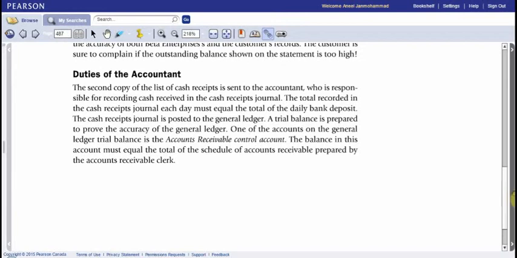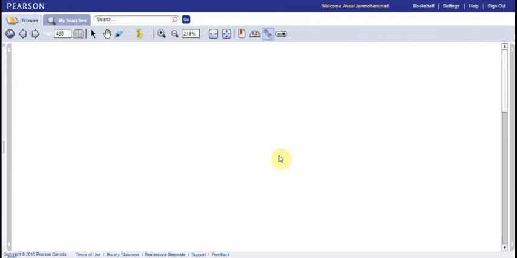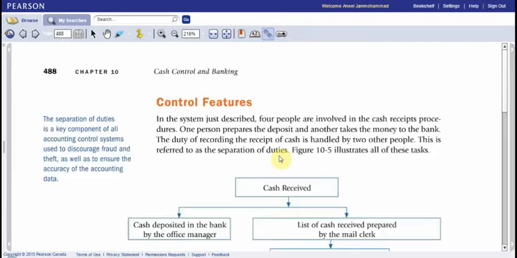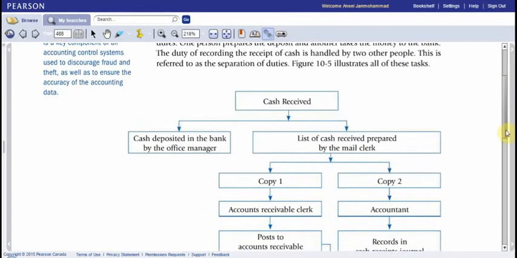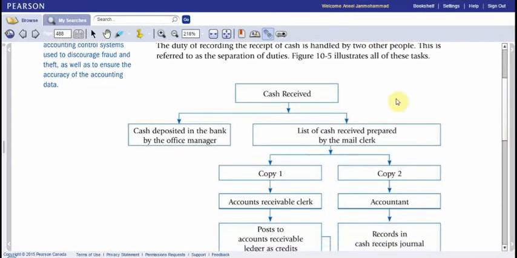Okay. Lastly, we have a picture of everything that's happening here. So again, let's read this. The separation of duties is a key component of all accounting control systems used to discourage fraud and theft, as well as to ensure the accuracy of the accounting data. All right, we talked about separation of duties and how it's so important. Okay, so here's a nice graphic organizer for everything that's happening.